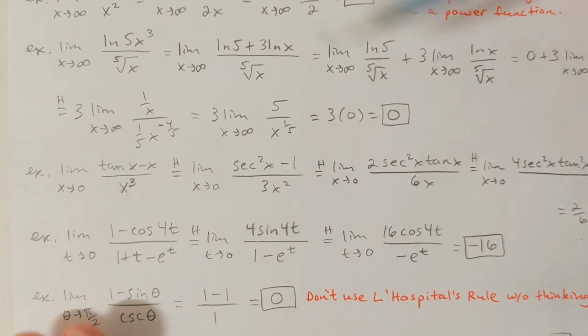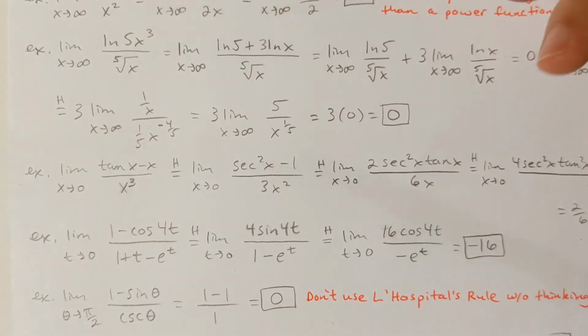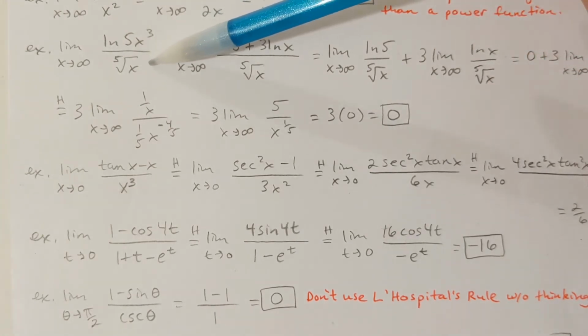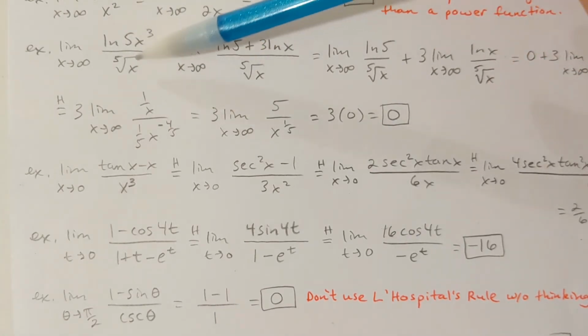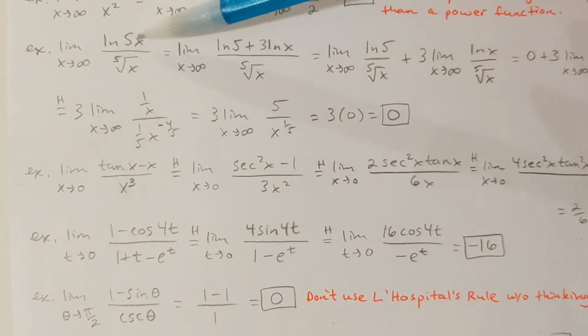Okay, here's another example. You got the limit as x approaches infinity of the ln of 5x cubed divided by the 5th root of x. Now, there's a couple of different ways that you could handle this one. One option would be to go right to L'Hopital's rule. If we were to do that, and we could, by the way, since x is approaching infinity, both the numerator and the denominator are going to be growing without a bound. And so that would be fine. The only thing is that when you differentiate the numerator, you'll need a chain rule.